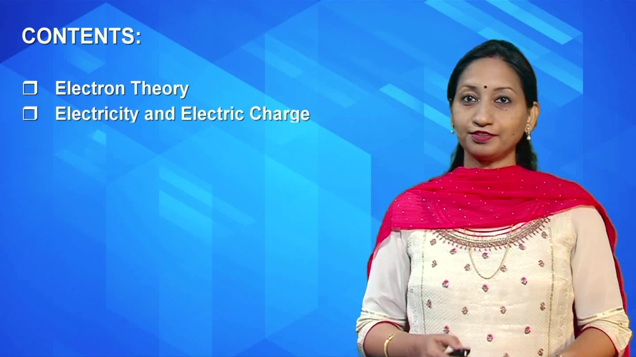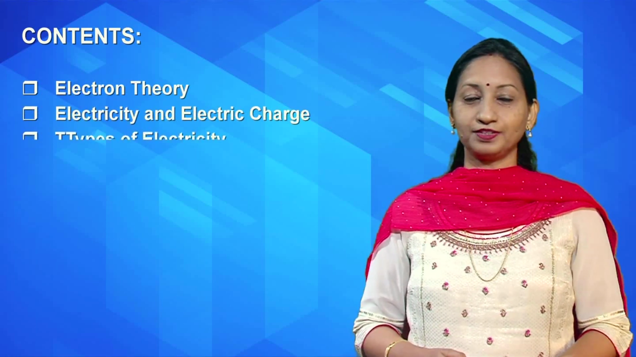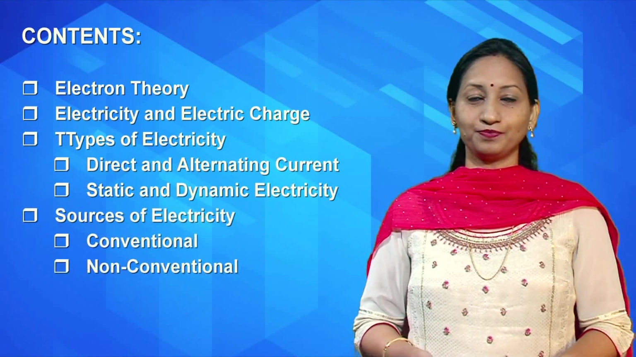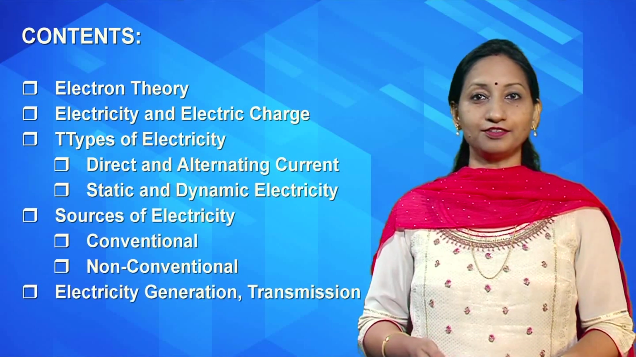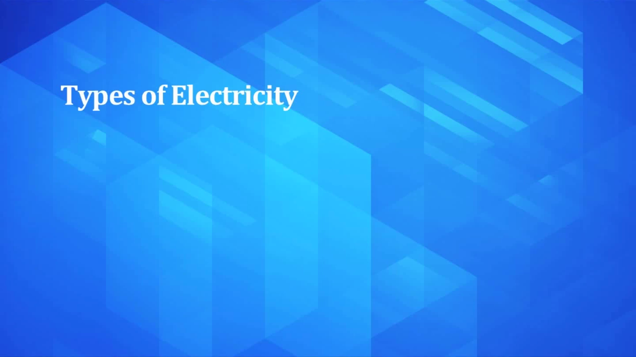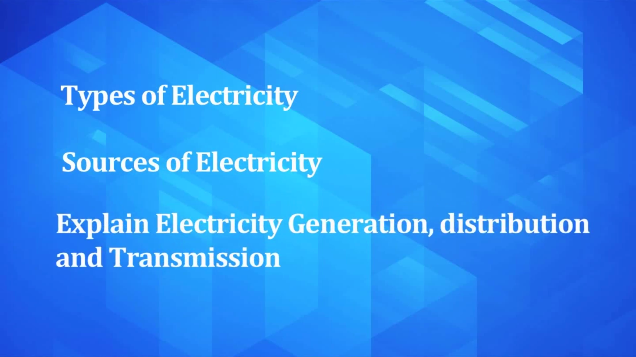Now, the contents of this topic are electron theory, electricity and electric charge, types of electricity, then sources of electricity, and then electricity generation, transmission and distribution. We will also highlight the types of electricity, sources of electricity, and then an attempt is made to explain electricity generation, distribution, transmission in the first topic of this module.